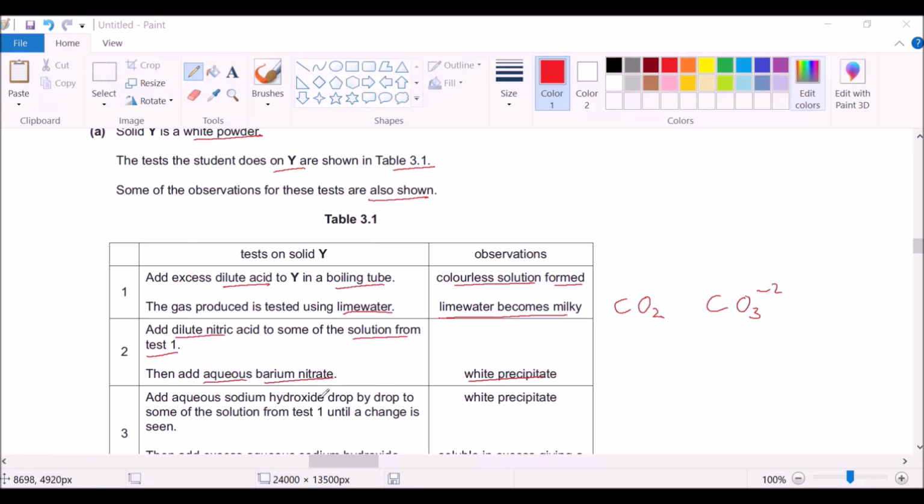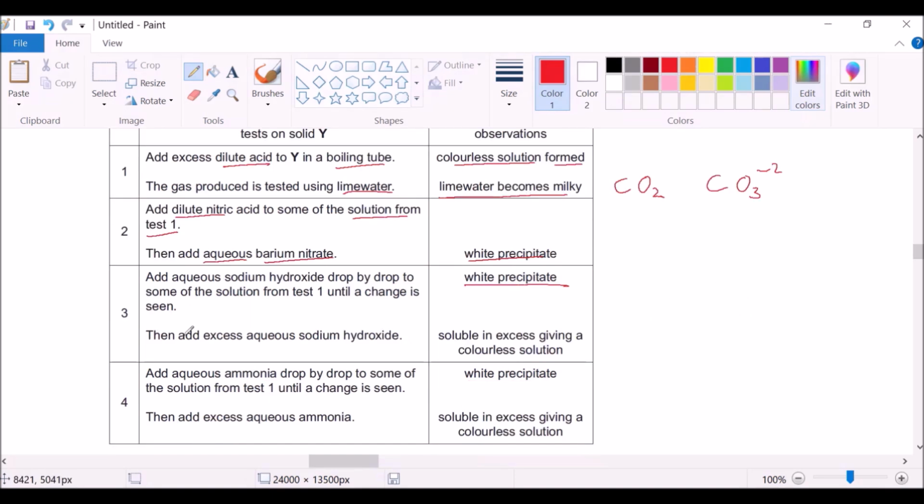If we add aqueous sodium hydroxide drop by drop to some of the solution from test 1 until a change is seen, we see that a white precipitate is formed. If we add excess aqueous sodium hydroxide, the white precipitate becomes soluble, giving a colorless solution. If we add aqueous ammonia drop by drop to some of the solution from test 1, a white precipitate forms. If we then add excess aqueous ammonia, the precipitate is soluble, which means it dissolves, giving a colorless solution.